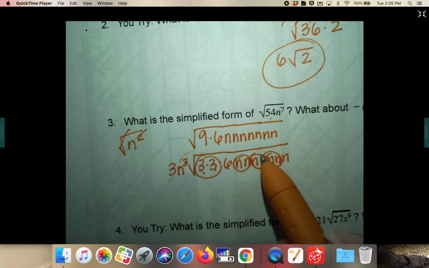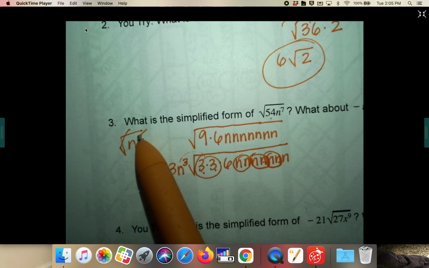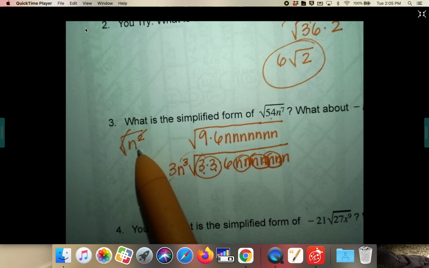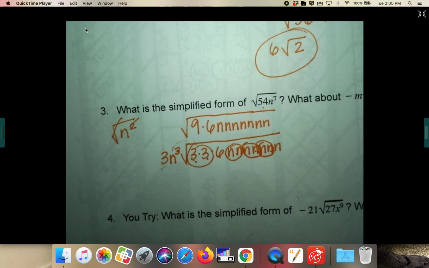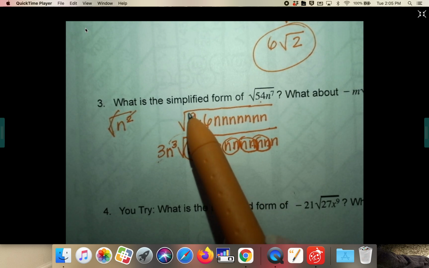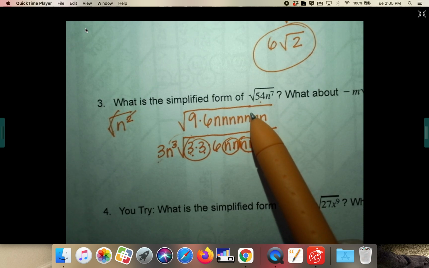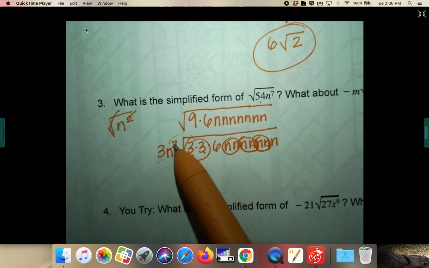So you can think of it as partners, or you can think of it as anything of 2 and you square root it, comes out as just 1, as just the n itself. So here's what we have done. We pulled out the square root of 9, which is 3. We pulled out 3 sets of n's, which is why it's n to the third.